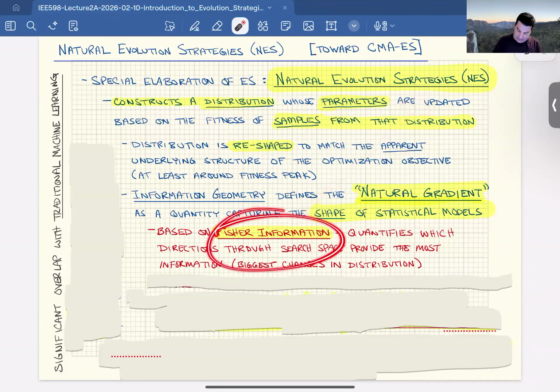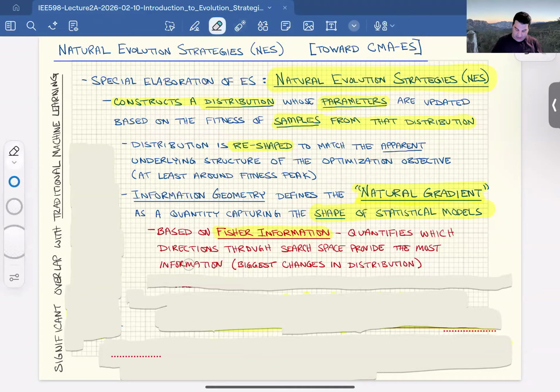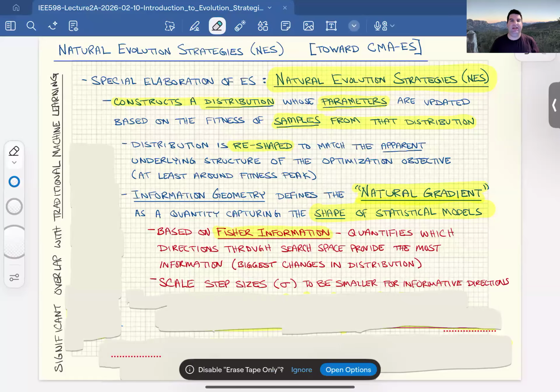So you can define this so-called natural gradient, which will give you that direction through the decision space. And it's actually through the step size space too. It tells you that if you were to change these variables in this particular direction, that's going to be the most productive way to increase your fitness. Now, that doesn't tell you how big the step sizes are going to be, but it tells you where to place those step sizes.